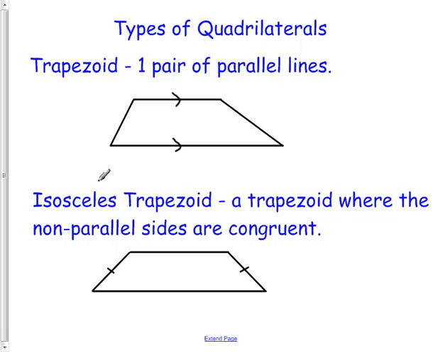A special type of trapezoid is an isosceles trapezoid. That's a trapezoid where the non-parallel sides are congruent. And there's actually some other cool stuff that happens with this. If these two sides are congruent, then that means that this bottom corner here is actually congruent to the other bottom corner over here. And then likewise, the top corner, this angle is also congruent to this angle.